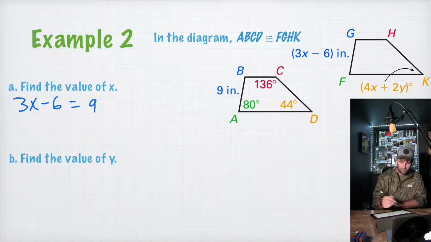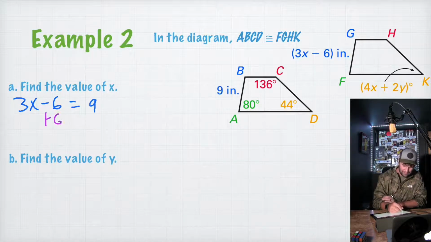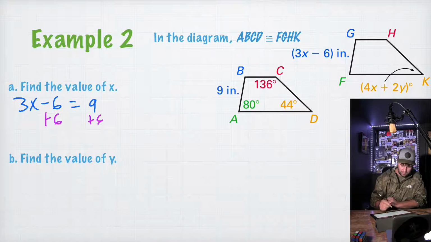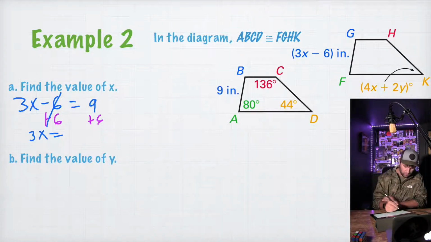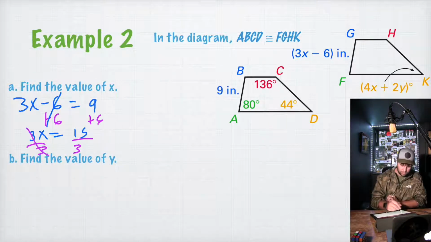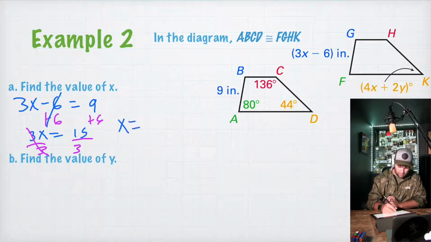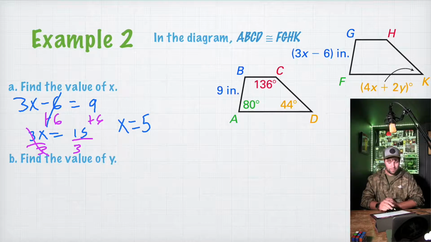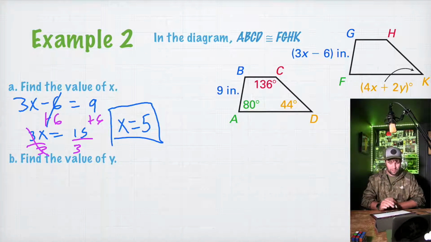Okay, now to solve this, we'll add 6 to each side. These 6's cancel out. We're left with 3x equals 15. Divide by 3. Those 3's cancel out. And x equals 5. Okay, so our x equals 5, guys. Now, we want to find the value of y.